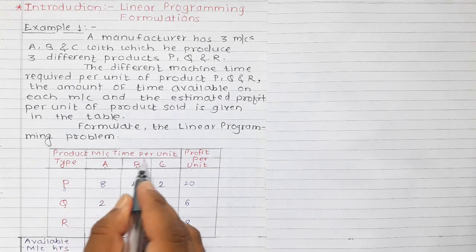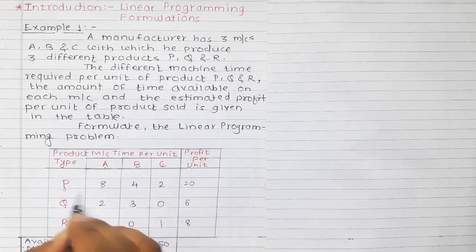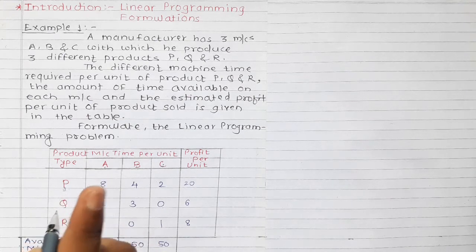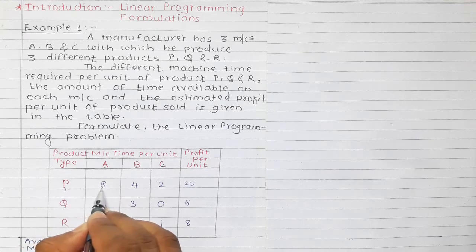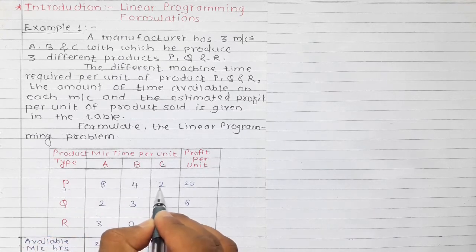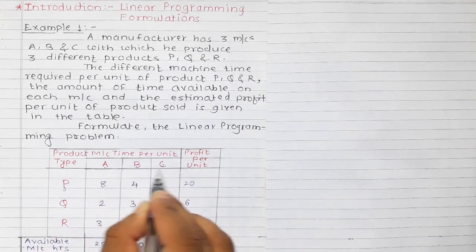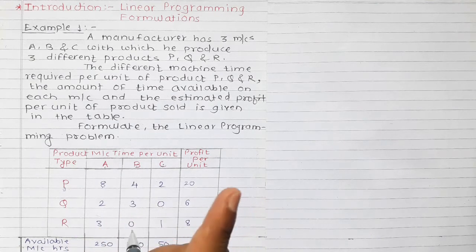Then machine time per unit of product is given, that is 8 hours, 4 hours and 2 hours for 1 unit of P. That means if you take a single unit of product P, it is processed 8 hours on machine A, 4 hours on machine B and 2 hours on machine C, and after this processing on all these three machines for this many hours, 1 unit of product P is produced.